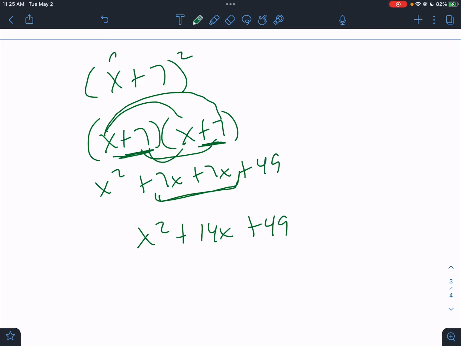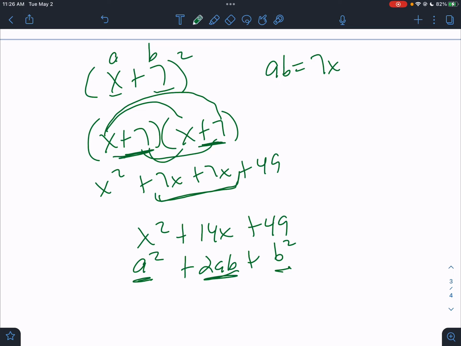So if we look at this, if we call this a and b, this is a squared. This is 2ab, right? Isn't a times b, wouldn't ab equal 7x on this one? So times 2 would be 14x plus, and then this spot is b squared. So yes, you do have the first and last thing squared, but you have to remember that middle term. So that's a big deal.